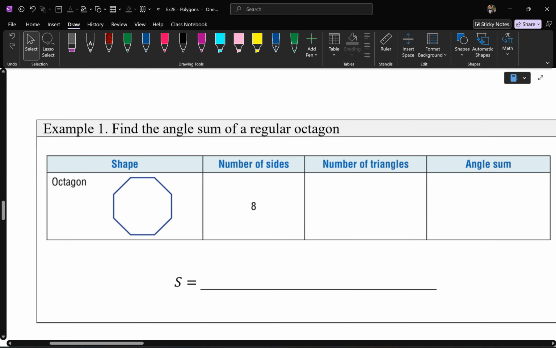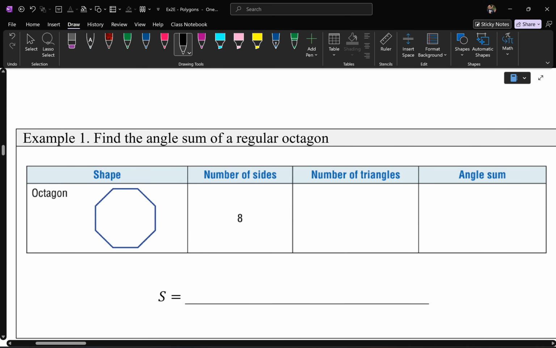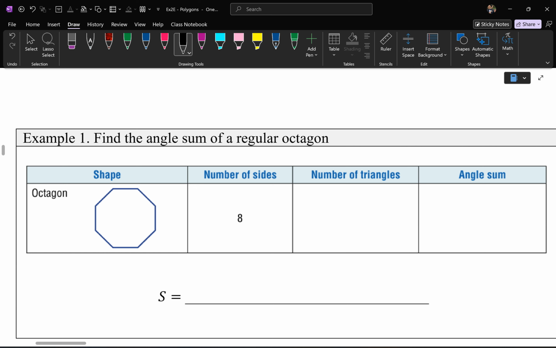Let's do this example. Example 1. An octagon clearly has 8 sides. So then how many triangles do you expect? Can I please have Josh? 6. Very good, because you just minus 2. So it should be 8 minus 2. That's according to the rule.